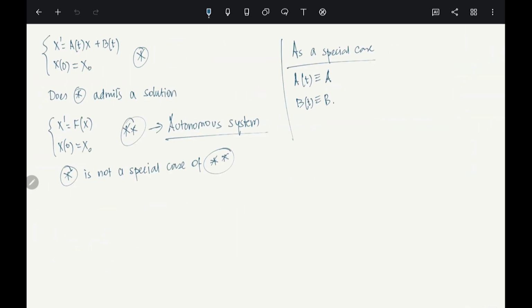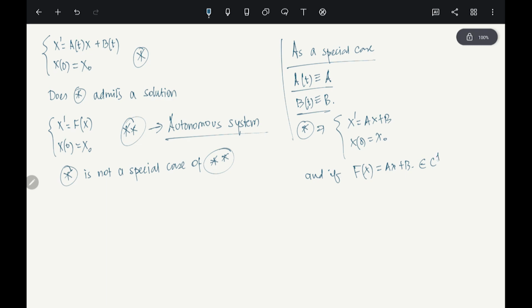In that case, what can we say? In that case, A(t) is A and b(t) is b. So star turns out to be this sort of problem: x prime equals A x plus b, x(0) equals x0. And if you define f of x equals A x plus b, you do realize that f is going to be C1. So this is in C1, and then you can use Picard's theorem. Of course we can do that in that case.